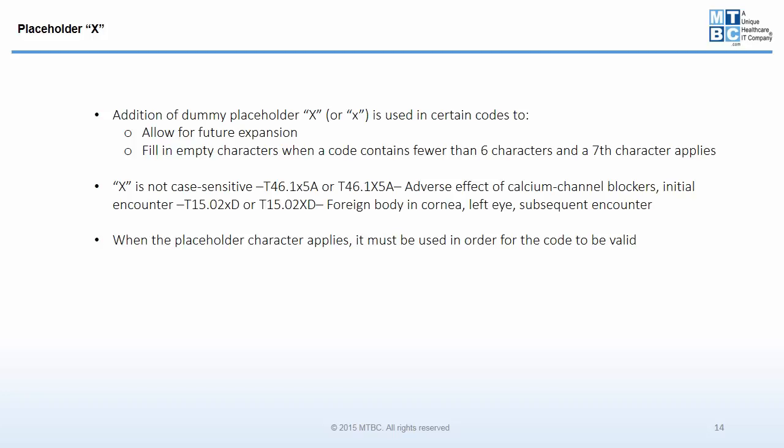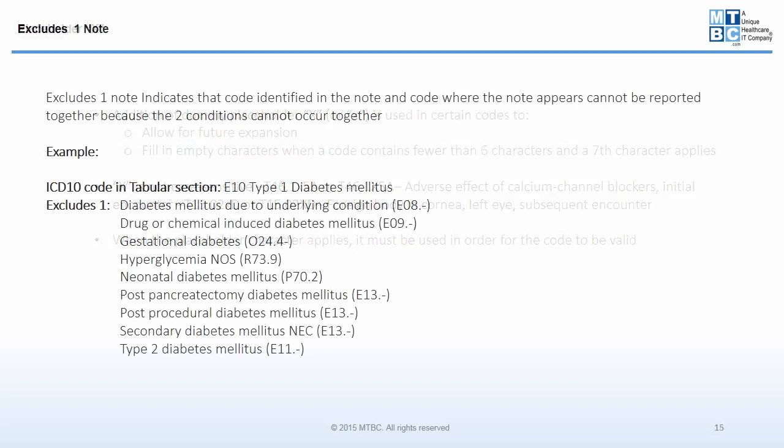You'll see the first example has the A, which is the initial encounter, at the end. But you also notice that there's an X here. The reason why there's an X is because it needed a placeholder. When the placeholder character applies, it must be used in order for the code to be valid. Very important.